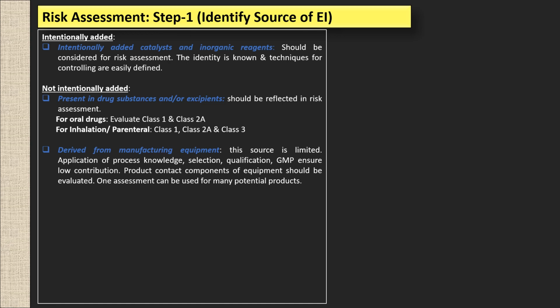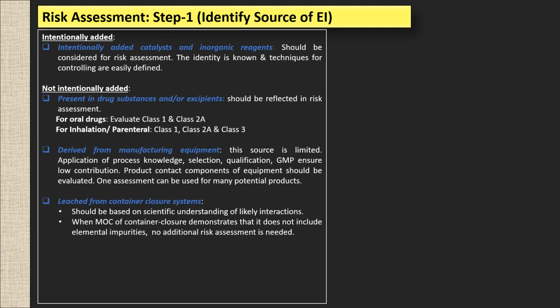This source is limited because we have the application of process knowledge, selection of the equipment, qualification and appropriate GMP. So the product contact components of equipment should be evaluated for the source of elemental impurities. One assessment can be used for many potential products because the same chain of equipment can be used for different products. So if we carry out the assessment for one product, it can be an overall assessment which can be used for all the products. The next category for unintentional addition can be leaching from the container closure system. So it should be based on scientific knowledge and understanding of the likely interaction.